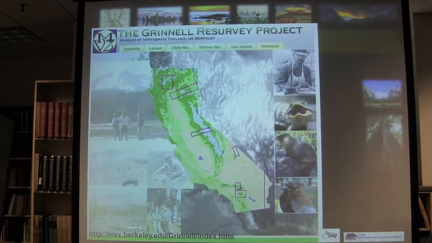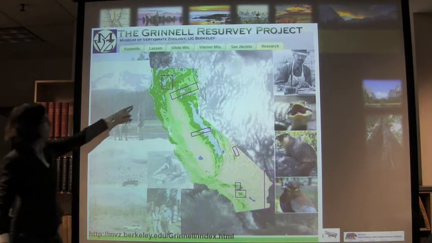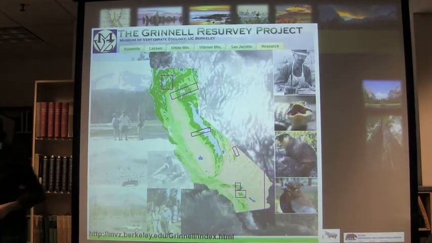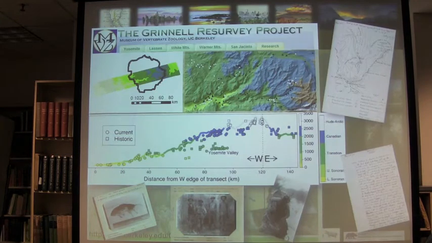We had this magnificent project that looked into Grinnell records and resurveyed the same locations in many parts of the California ecosystems. I know this is outdated. I've seen the new website. It has a new polygon that goes kind of like here. And so what do these data sets cover?